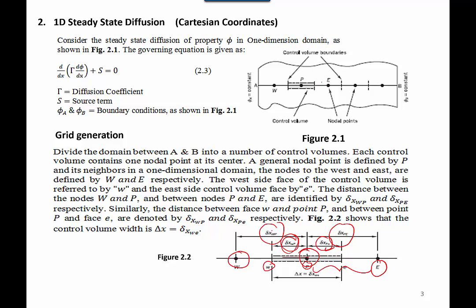And the distance delta X, big W, big P, equals the distance delta X, big P, big E, because we said that all of the control volumes have a central point. So that means this distance equals this distance, and also this distance equals this distance. Therefore, the distance between each node is delta X, as shown here.